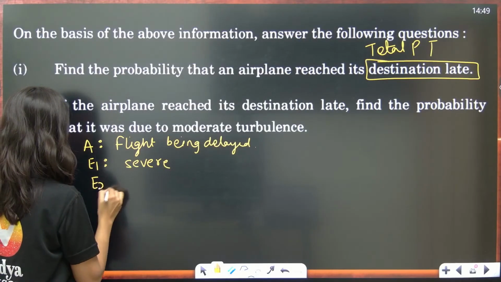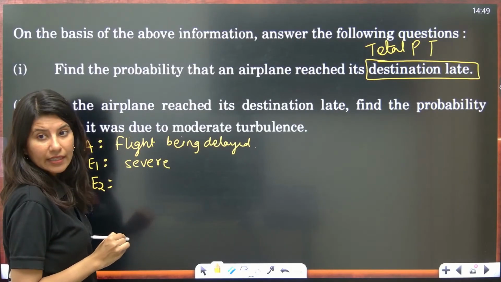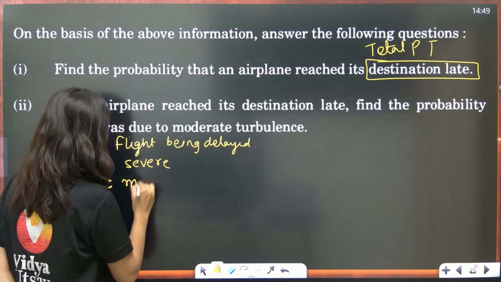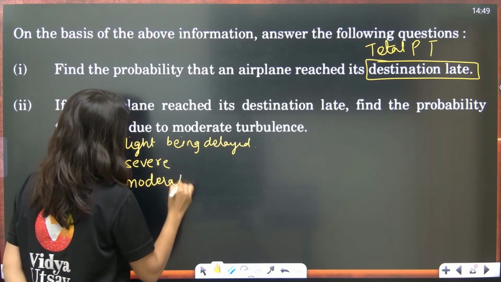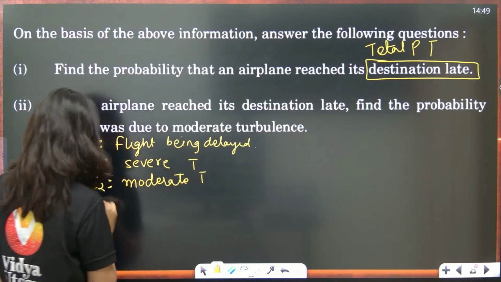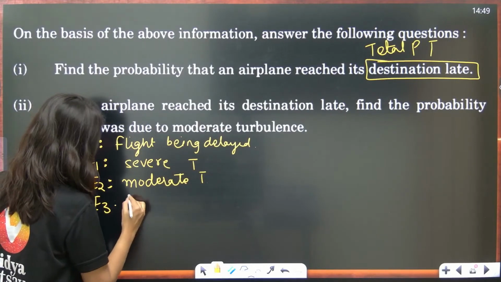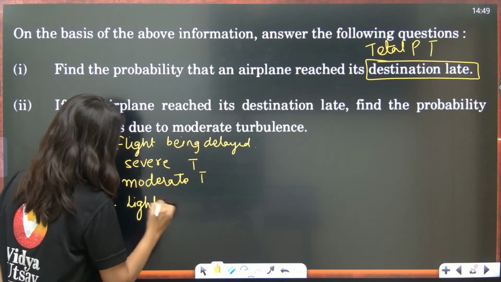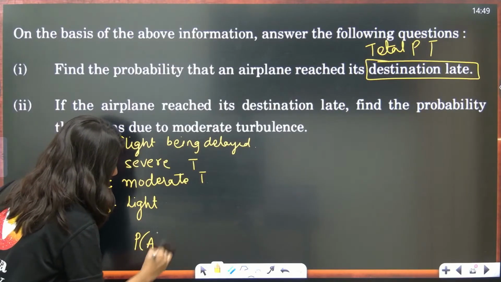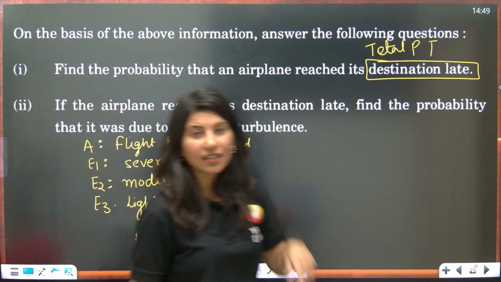Okay, E2 will be what? Moderate turbulence. And E3 will be what? Light turbulence. Okay, so just tell me, in how many ways your flight can get late?